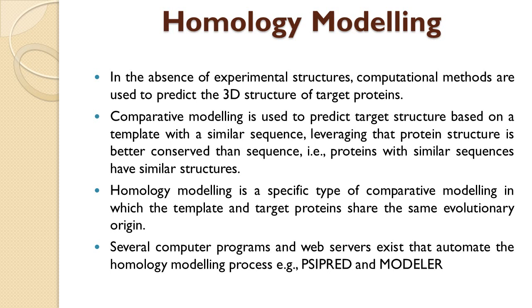Homology modeling is a specific type of comparative modeling in which the template and the target protein share the same evolutionary origin. Several computer programs and web servers exist that automate the homology modeling process, as for example PSIPRED and MODELER.